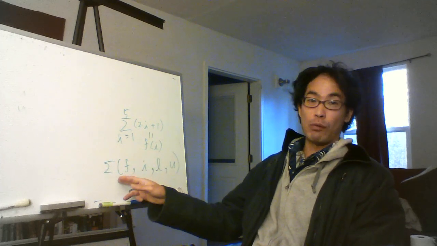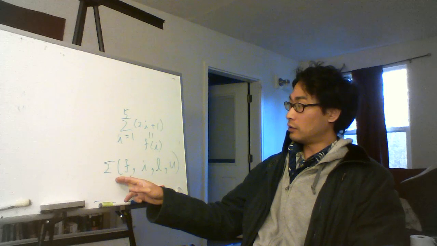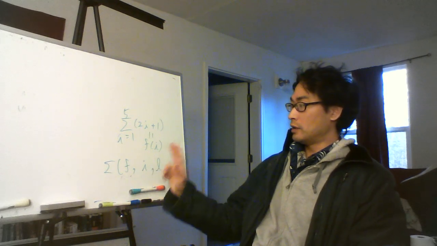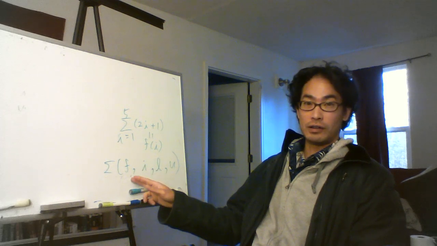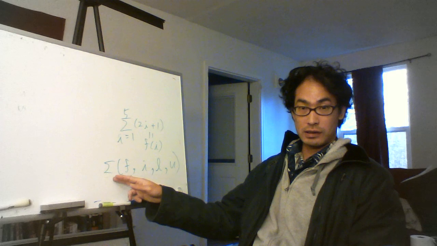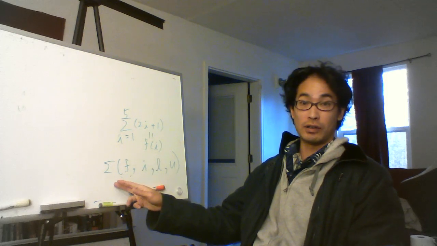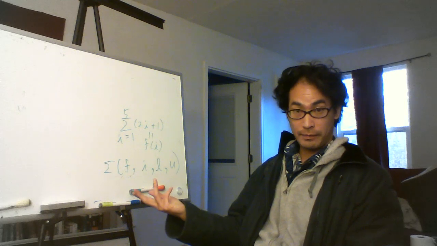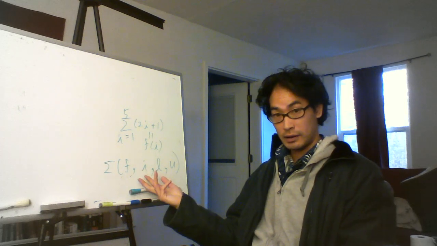So we're talking about sigma. What is sigma? It's a function. How many inputs does it have? Four inputs. You have a function as an input of the sigma function. So sigma is like a meta function. It's a function of another function. That's what sigma is.